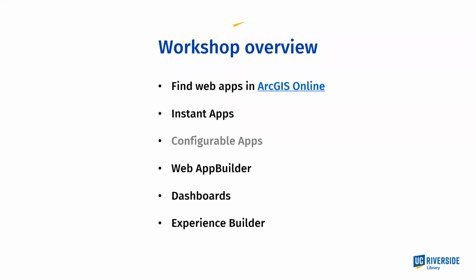So our workshop overview today is that first we'll talk about how you go about finding web apps in ArcGIS Online. Then we'll talk about some of the web apps themselves. So we'll start with instant apps. Then the next one will be configurable apps. And you see that's a little bit grayed out, and there's a reason for this that I will explain when we get there. Then we go to Web AppBuilder, then dashboards, and then finally Experience Builder. So you see there's like 5 categories right off the bat, and you know what? This doesn't even cover all the apps that are available to you in ArcGIS Online. So there's a lot to go through, but hopefully this overview will help as you make decisions about what app you might be interested in using.